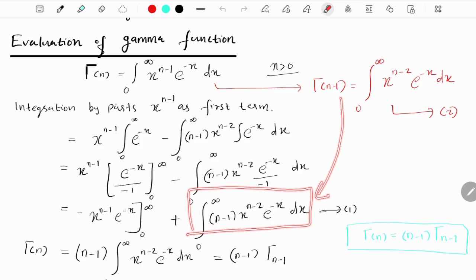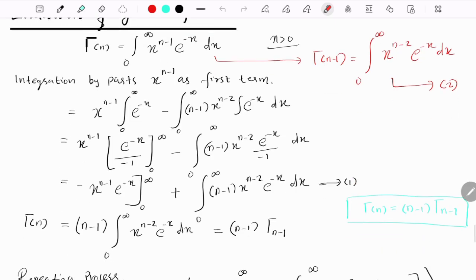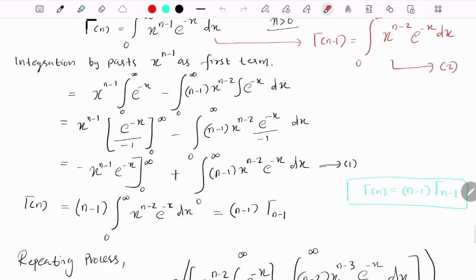So we can write gamma of n is equal to n minus 1. We can take n minus 1 outside. So n minus 1 into gamma of n minus 1. Got it? So we got another important relation, that is gamma of n is also equal to n minus 1 into gamma of n minus 1. This is very important. Then we repeat this process.